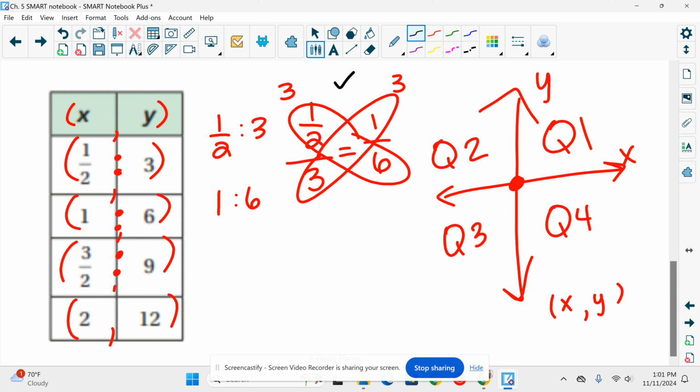So let's compare 1 to 6 to 3/2 to 9. 1 to 6. Come on. You can do it.